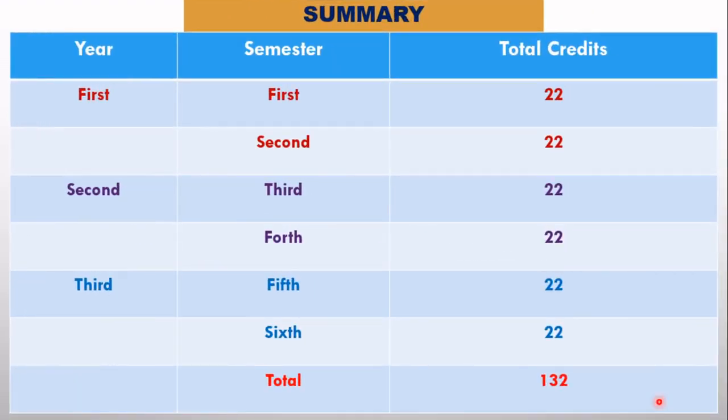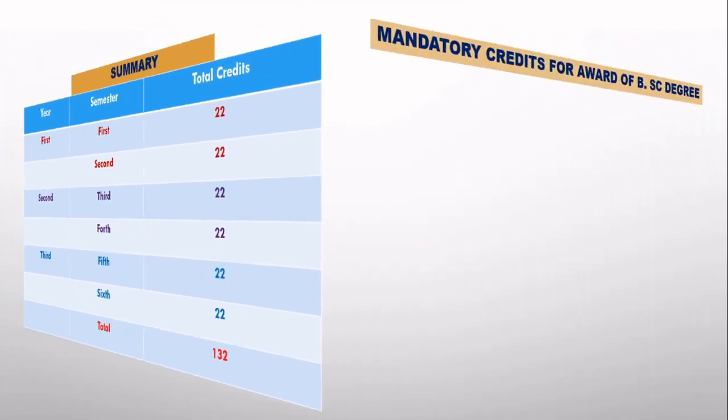Now in summary, we can say that for first year there will be 2 semesters, first and second semester, each semester having 22 credits, here also 22 credits. Second year also contains 2 semesters, each having 22 credits. Third year also contains 2 semesters, each having 22 credits. So in this way, there will be 6 semesters, and these 6 semesters contain 132 credits.